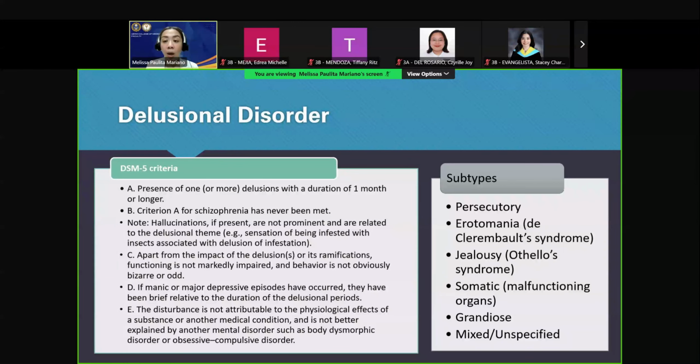Remember that there were 5 types of delusions, and based on these 5 types of delusions, we can subtype the delusional disorder. There is the persecutory subtype, the erotomanic subtype, also known as the Clerambault syndrome, the subtype of jealousy or Othello syndrome, the subtype of somatic delusions, which predominantly consist of malfunctioning organs, and grandiose delusions. If there are multiple delusions or delusional themes, we can state that it is mixed or unspecified.